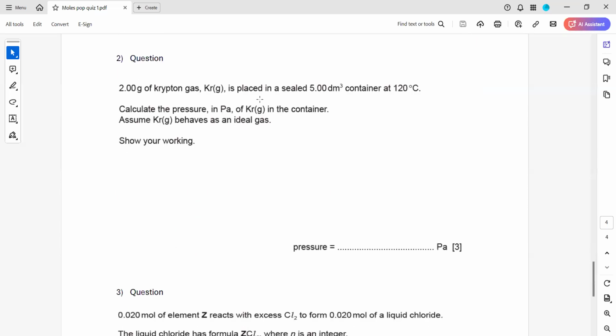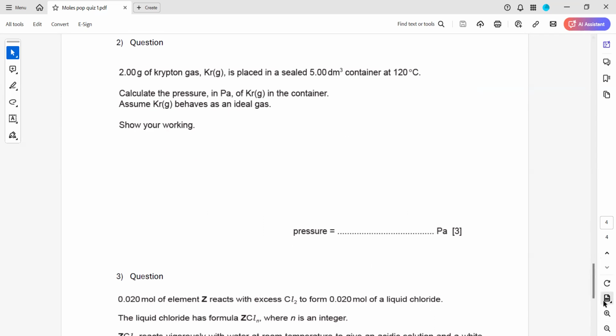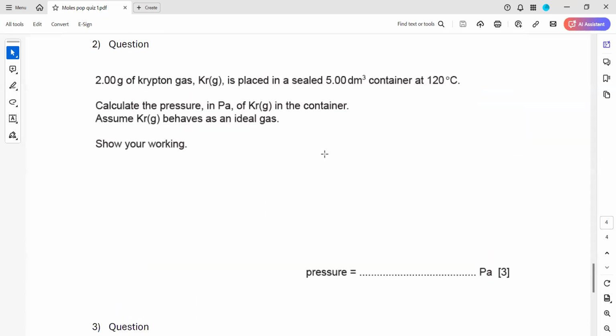The next question: 2 grams of krypton gas is placed in a sealed 5 dm³ container at 120 degrees centigrade. Calculate the pressure in Pascal and assume it behaves as an ideal gas. So when it behaves as an ideal gas, we can use the general gas equation, which is PV equals nRT, where P is the pressure, that is what we need.